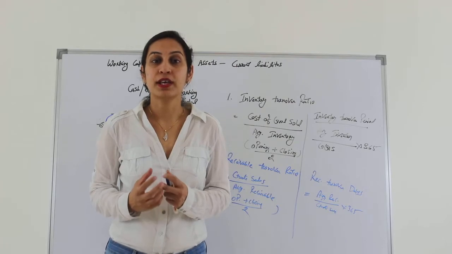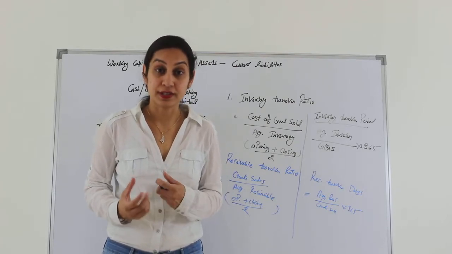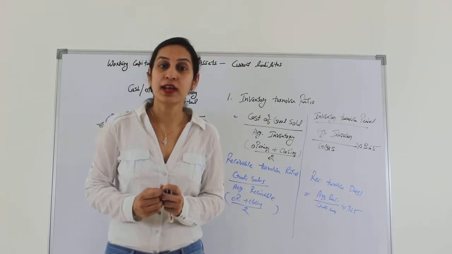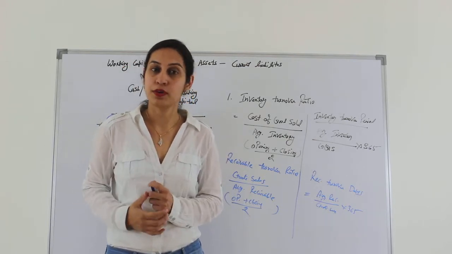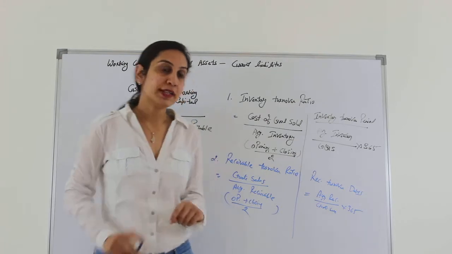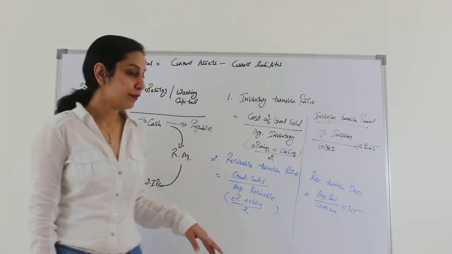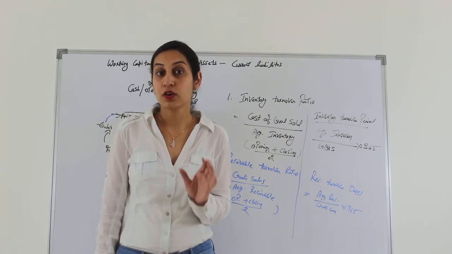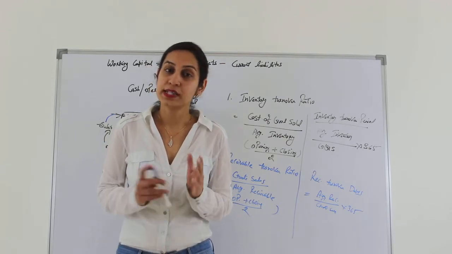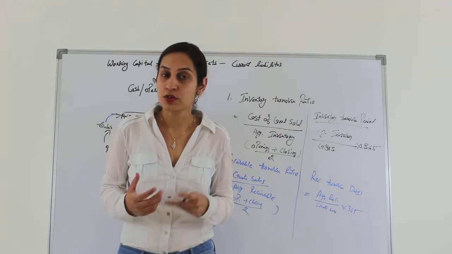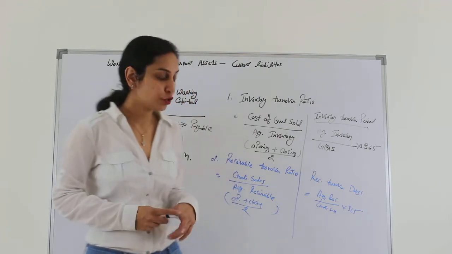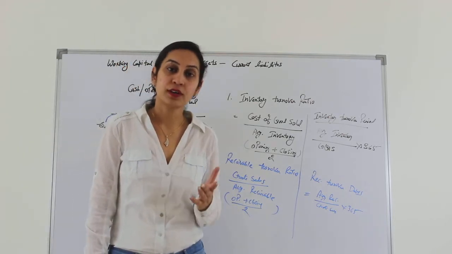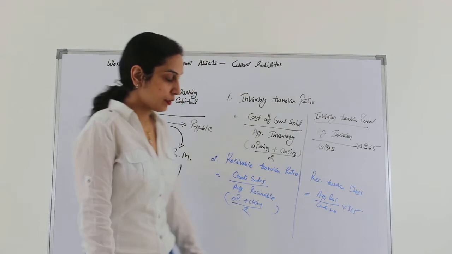Ideally, the company should be able to recover the money from debtors fast. If it is too high, that means the company does not have a very efficient collection policy. Also, please remember that in this formula, we will only use credit sale. This will not be calculated on total sale. Receivables are linked to credit sale, not cash sale. So ideally, we should only calculate this on credit sale. I hope we are clear about this ratio also.